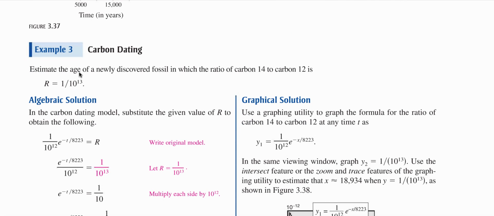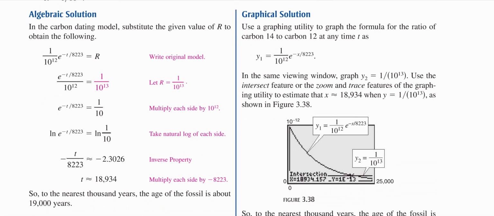Estimate the age of a newly discovered fossil in which the ratio of carbon-14 to carbon-12 is R equals 1 divided by 10 to the 13th. So we have two different approaches here. We have an algebraic solution, which we'll go through first, and we have the graphical. So let's look at the algebraic.